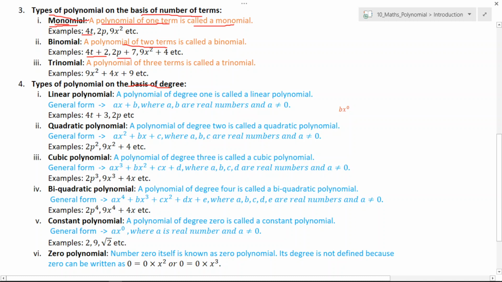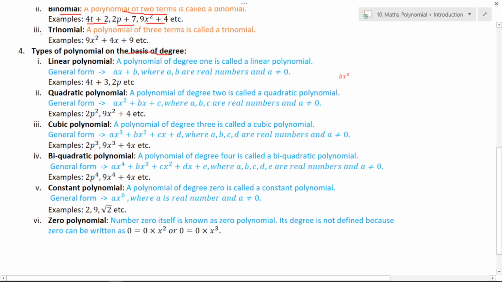Similarly 2p plus 7 consists of two terms, so it is also a binomial. 9x square plus 4 is a binomial because it consists of two terms. Next is trinomial. A polynomial of three terms is called a trinomial. 9x square plus 4x plus 9 is a trinomial because it consists of three terms.